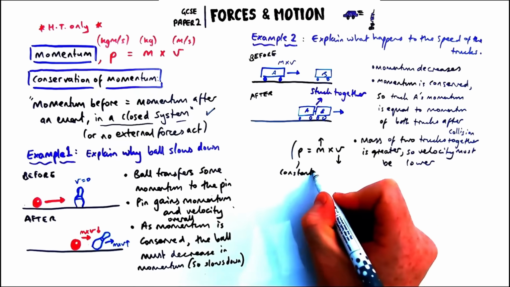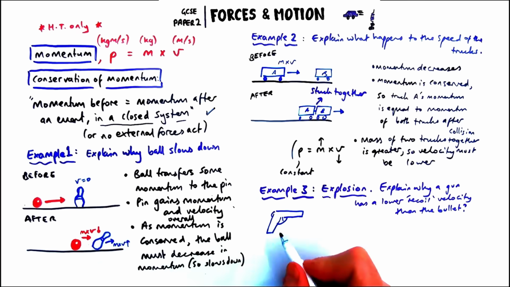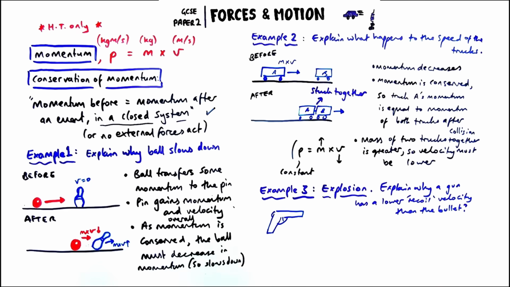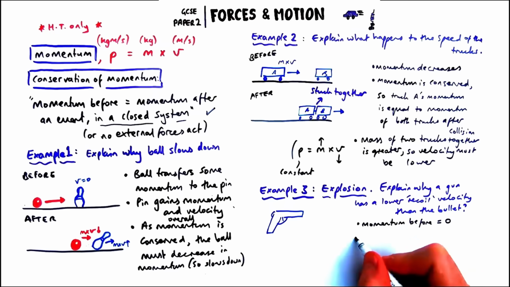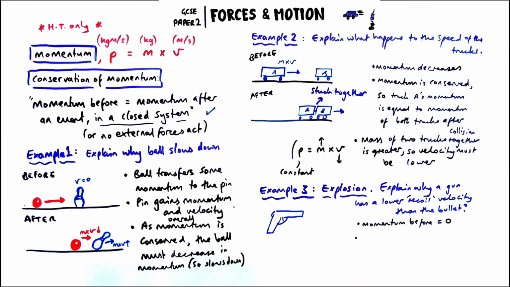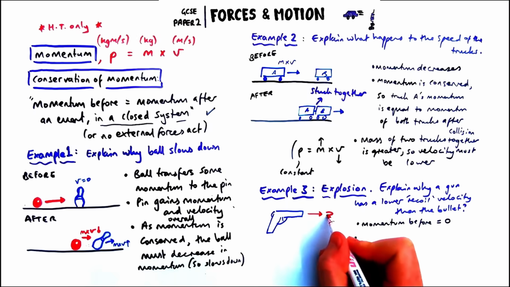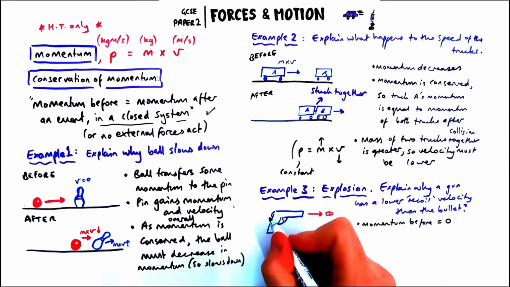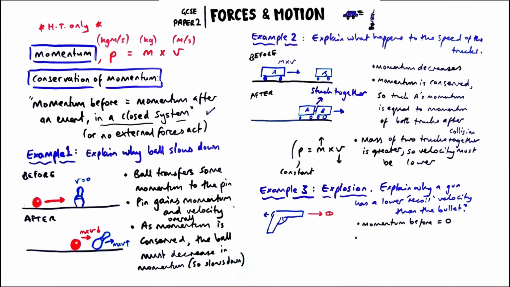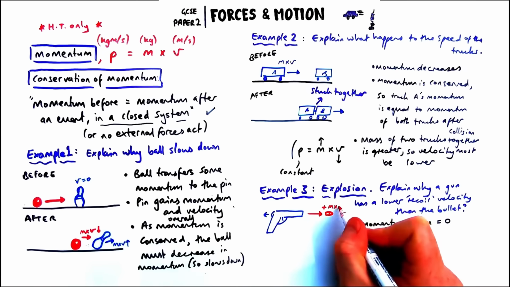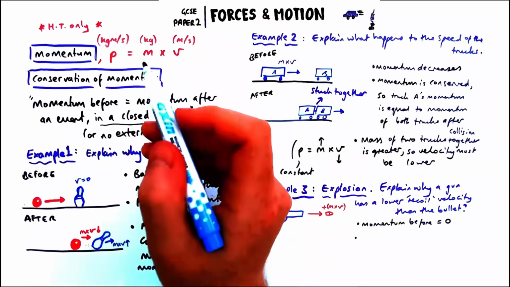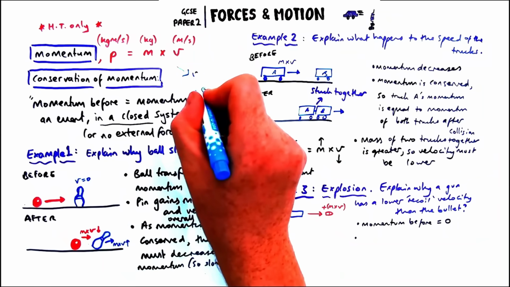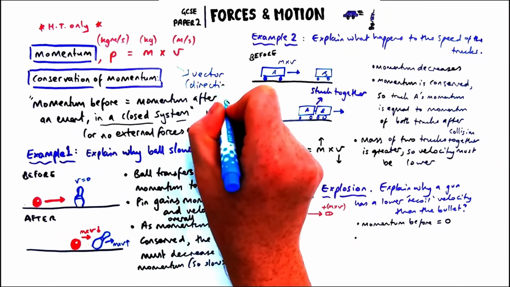Let's look at our final example, which is going to be about explosions. This could be a cannon being fired, a gun being fired. It could also be someone stepping off a boat and the boat going the other direction. Lots of examples of this. We need to explain, for example, why a gun might have a lower recoil velocity than the velocity of the bullet. So what we've got to consider is the momentum before anything is fired. The gun's just by itself, sitting on a table or sitting in someone's hand. The momentum before must be 0. Now, as it's 0 before, it must be 0 afterwards, but we need to be able to understand why that's the case, because the bullet's moving and the gun's moving.